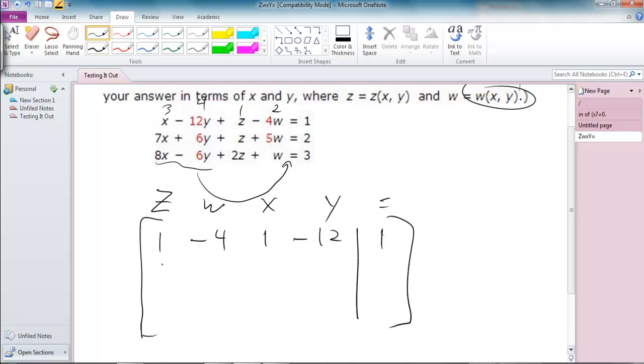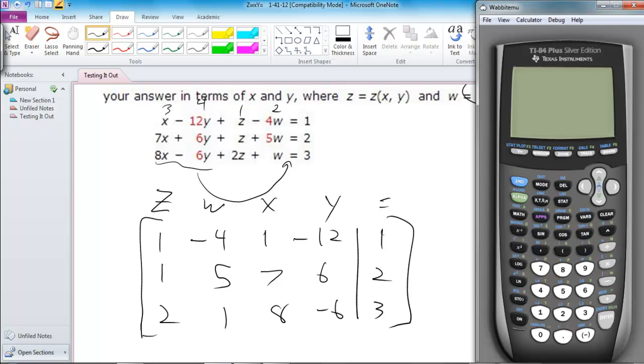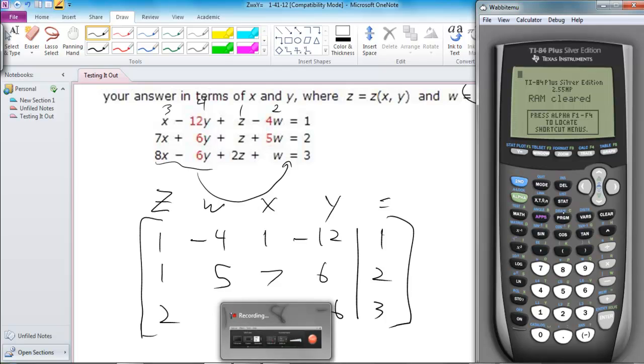Okay, so then the next row would be 1, 5, 7, 6, 2. Then the final one would be 2, 1, 8, -6, 3. Okay, so by doing it this way, now I should get my equation dependent on x and y. So I'm going to go ahead and type that into my calculator. I'm going to go ahead and pause the video while I do this.